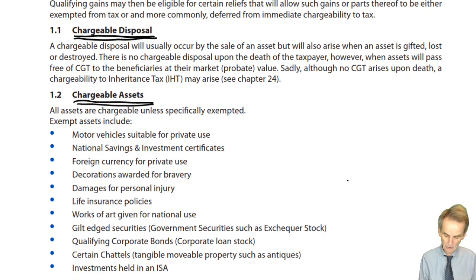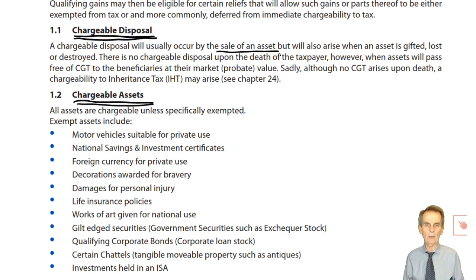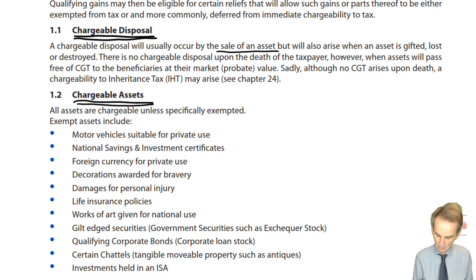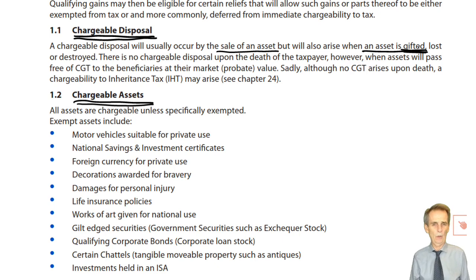A chargeable disposal will usually occur by the sale of an asset. That's how most people chargeably dispose of chargeable assets. They sell them. But it will also arise when an asset is gifted. Now, that is a hugely important one so far as our syllabus is concerned. And indeed, for those of you who go on to advanced taxation, it probably becomes even more important there. But it's a big, big issue.